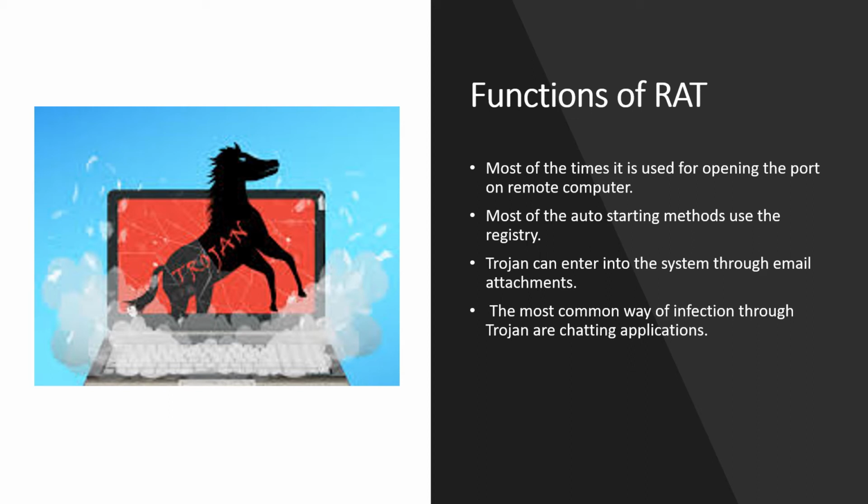There are different ways Trojans can get into the system. First, a Trojan can enter the system through email attachments. The most common way of infection is through chatting applications like IRC, ICQ, Yahoo Messenger, etc. The user is at high risk while receiving chat files, as he is never sure about the computer at the other end. So these are the functions and different ways Trojans can get into the system.